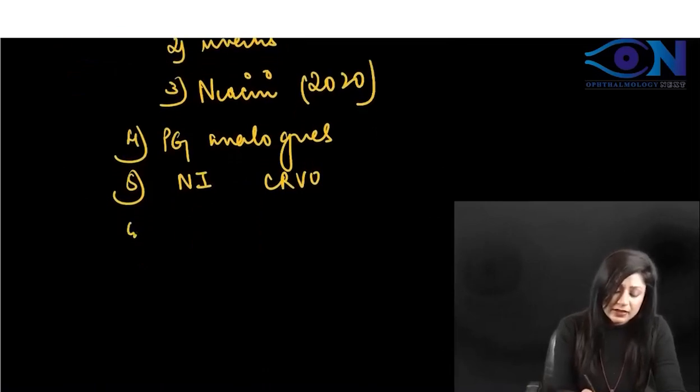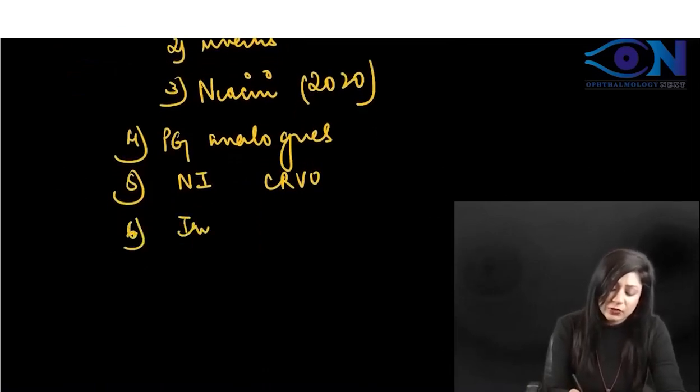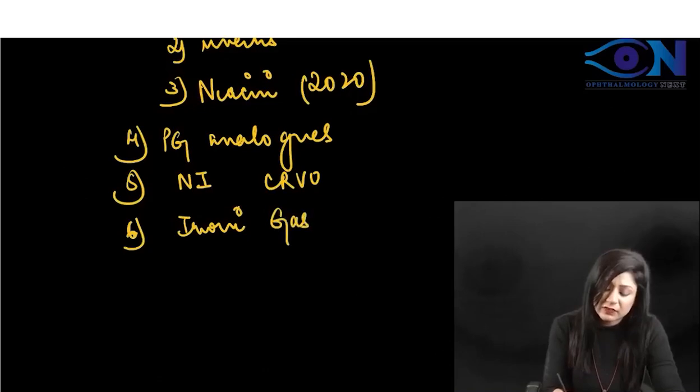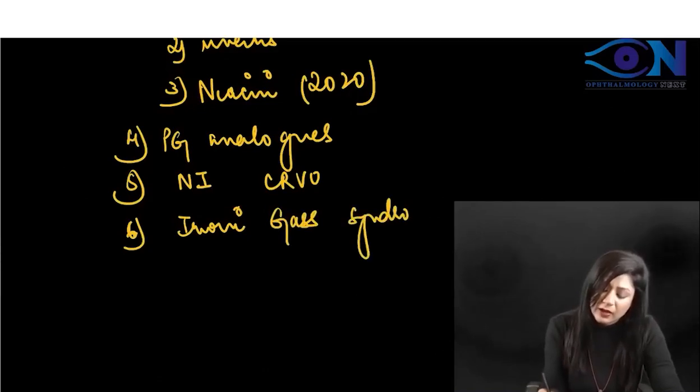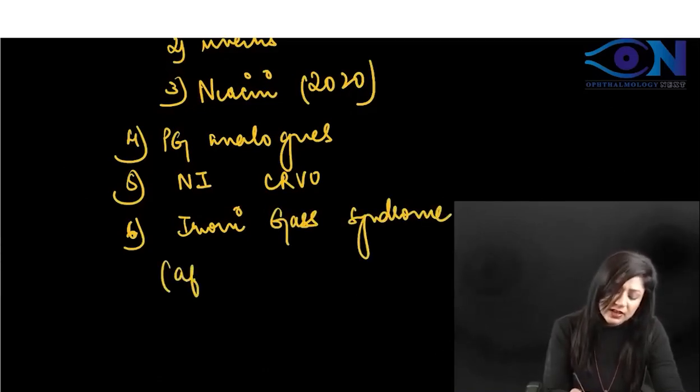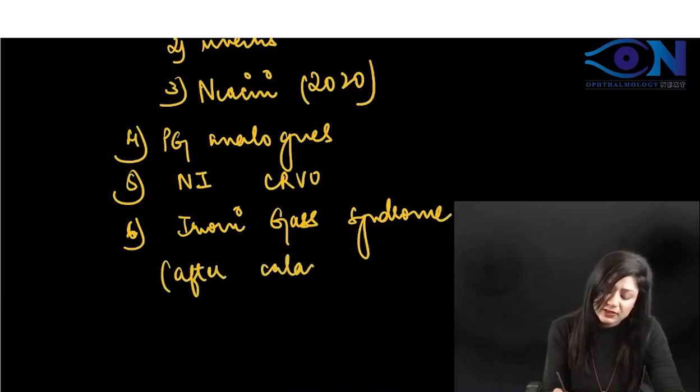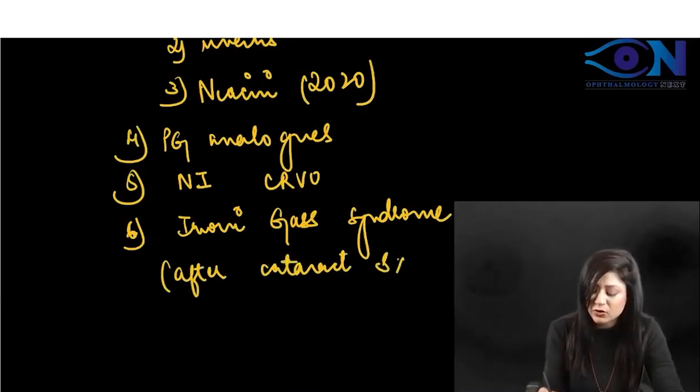Then we have the Irvine-Gass syndrome. Another important thing is the Irvine-Gass syndrome. And I hope you remember what it was. This is after the cataract surgery. If it is occurring after the cataract surgery, it is called the Irvine-Gass syndrome.